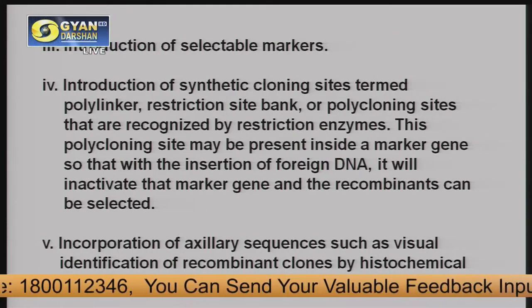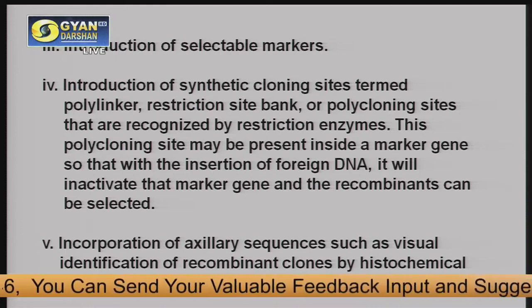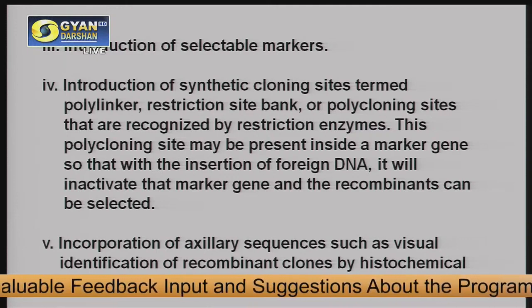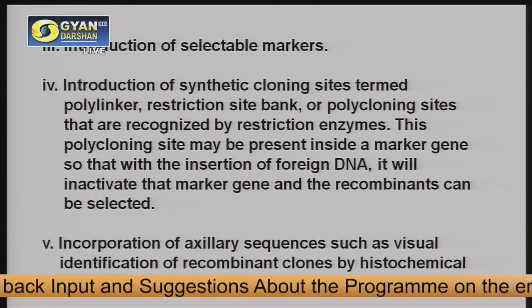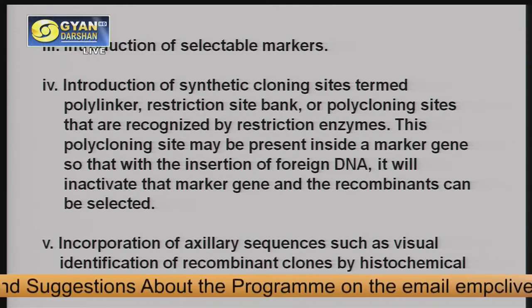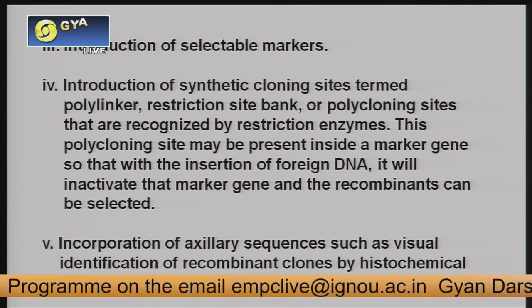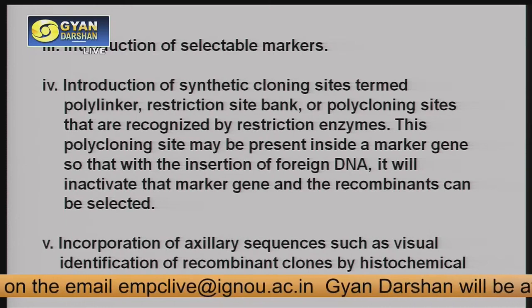There should be a multiple cloning site or polylinker site. That means that site should have clusters of several enzyme sites so that you can cut the plasmid DNA at those sites and then you can clone a desirable gene. So we call it a multiple cloning site.